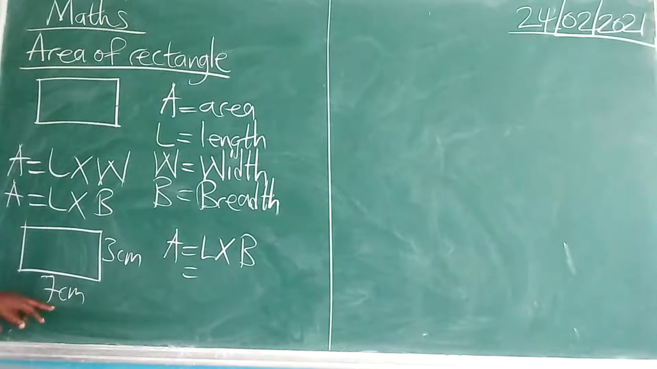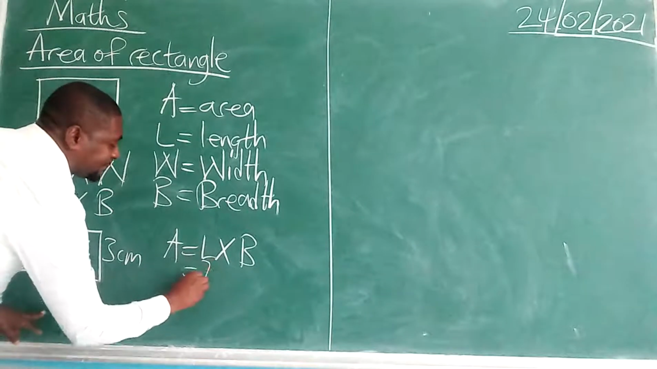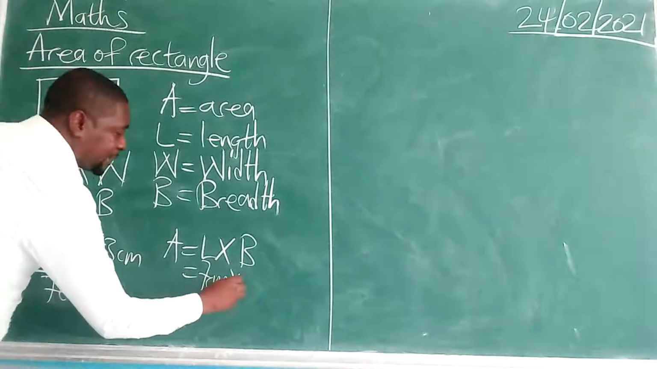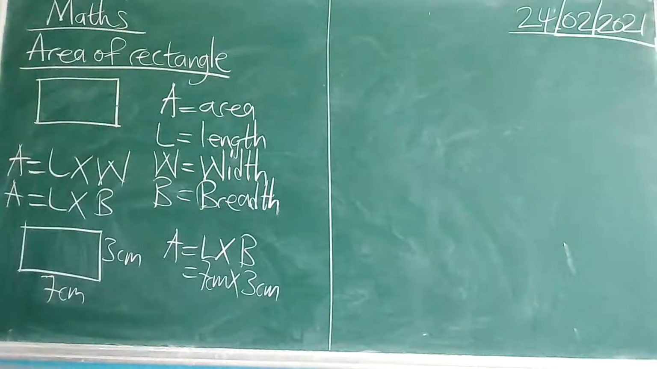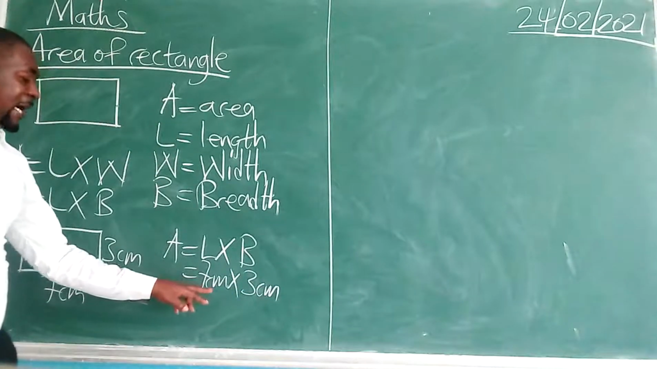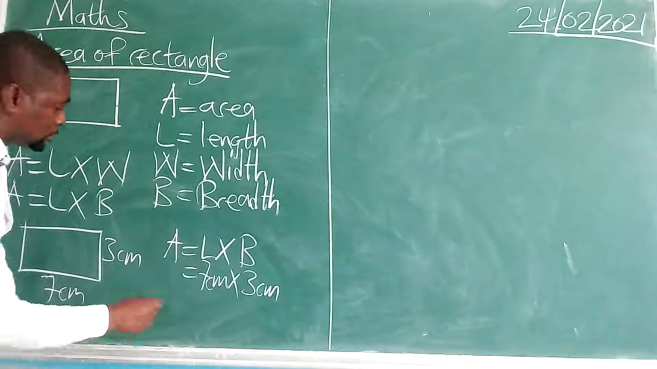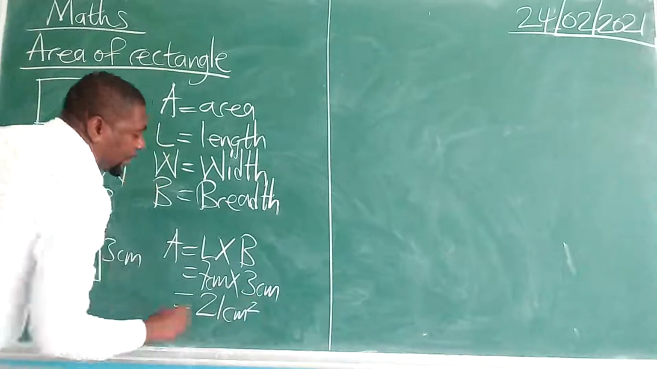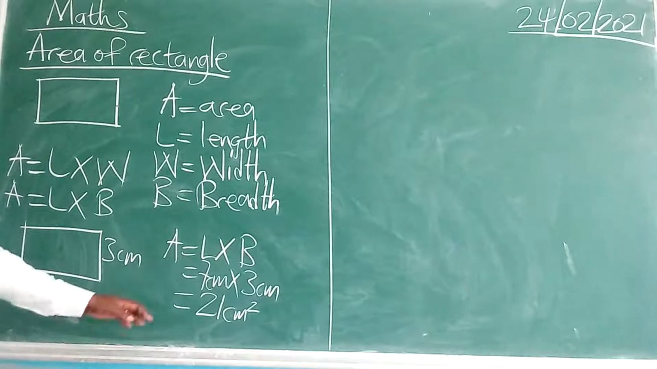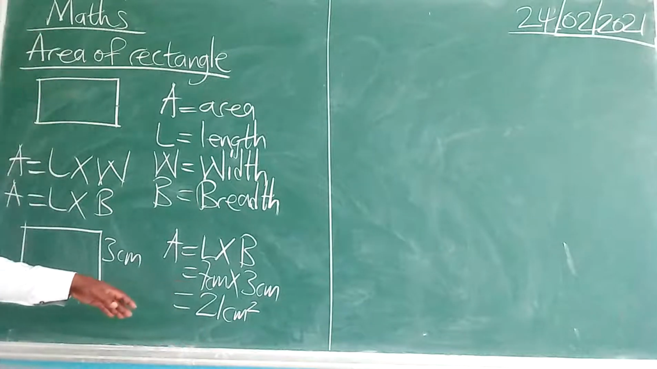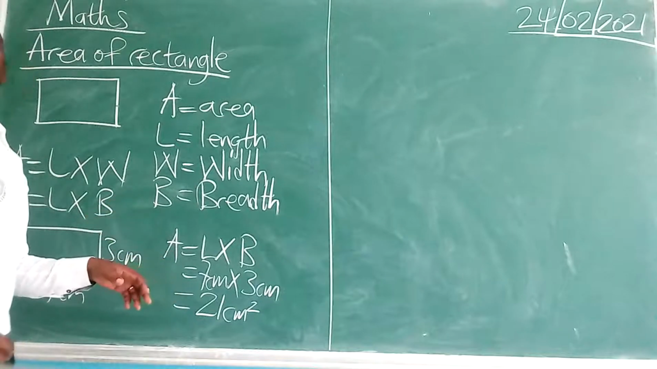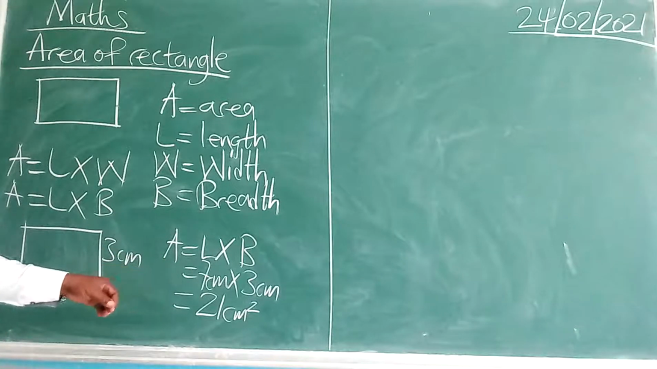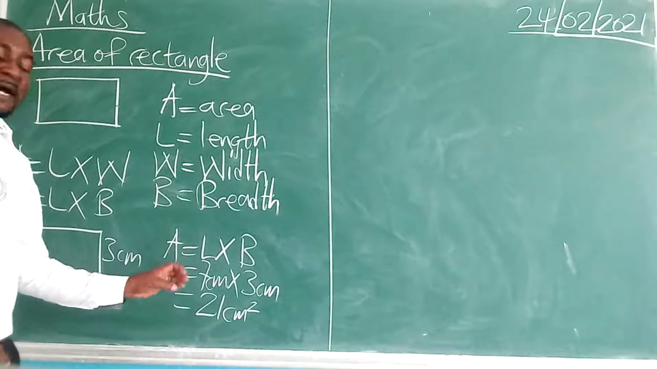Now, what is the length here? The length is 7, so we write 7 centimeters here. Then the breadth or the width is 3 centimeters. Now, 7 times 3 is equal to 21. So we have 21 centimeters square. This is how to find the area of rectangle. We have done it before, so even if you have forgotten, I hope you have remembered what we learned the other time.